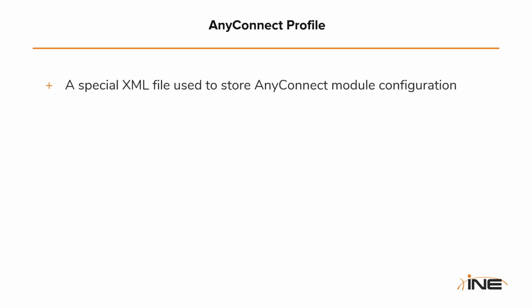Okay, one of the most important things you will have to do when you install AnyConnect on the client devices, when you prepare AnyConnect for installation, is going to be to build a special XML file known as the AnyConnect Profile. And the AnyConnect Profile is something that is going to store certain configuration required by AnyConnect to run, at least to run for the first time.